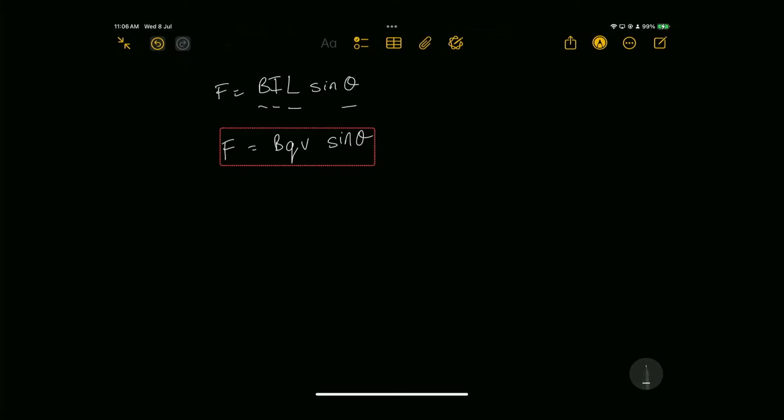The angle. Angle is one thing, yes. What else does it depend on? The speed of the particle. Right, the speed of the particle. What else? The charge. The magnitude of the charge, yes. And one more thing. Magnetic flux density. Right, the strength of the magnetic field.